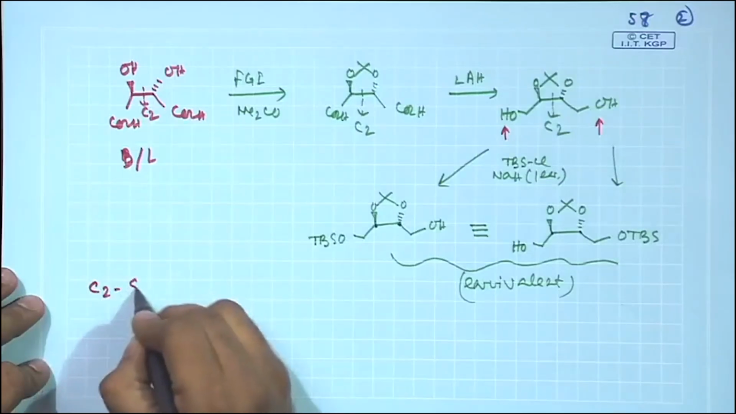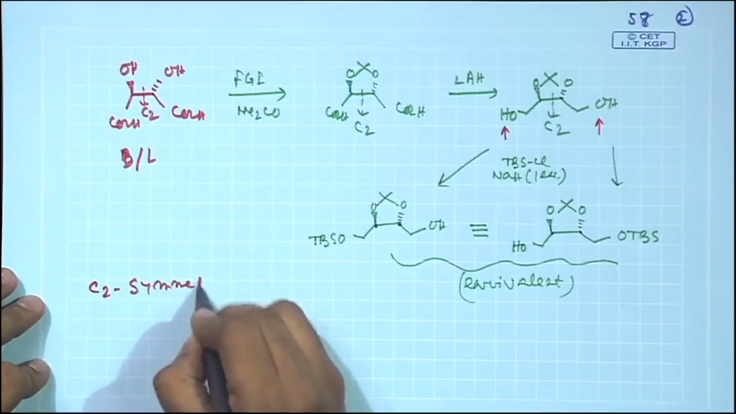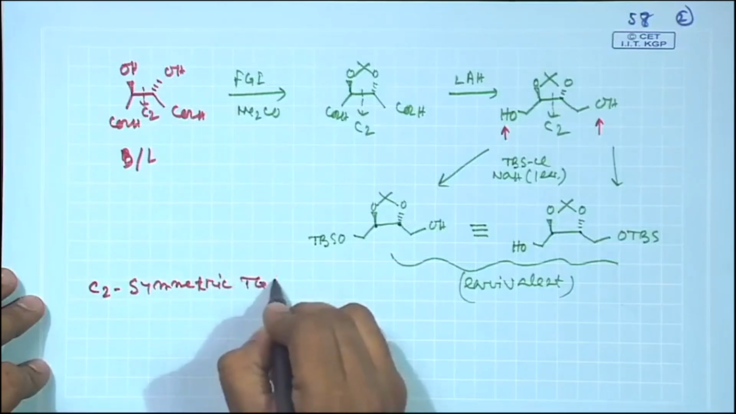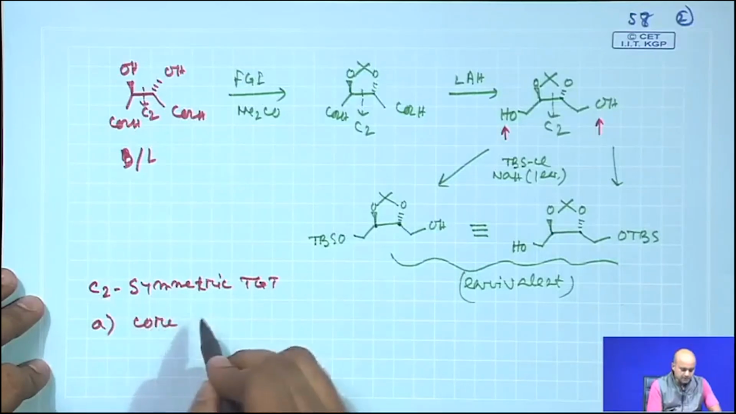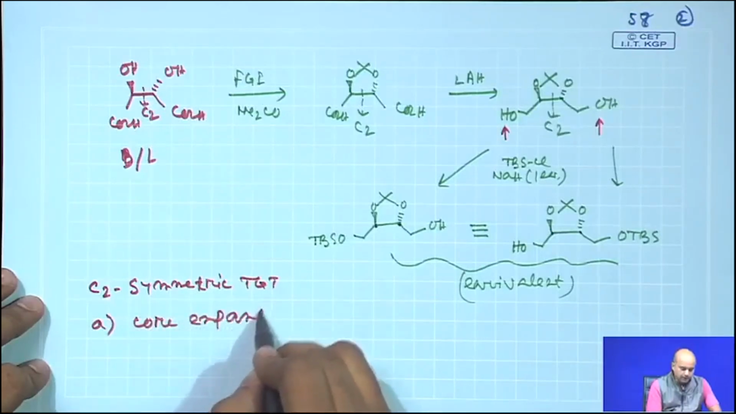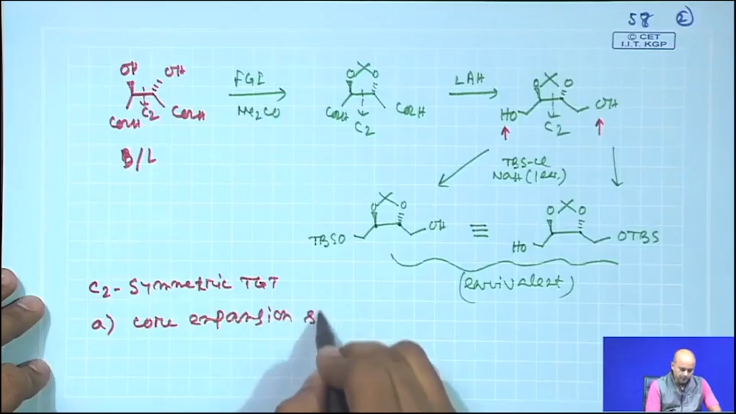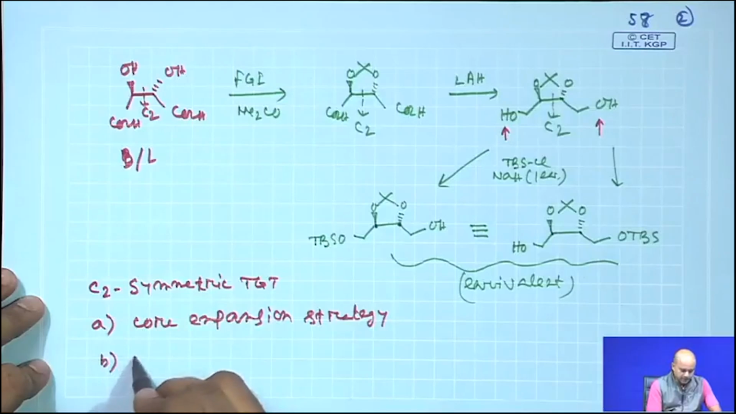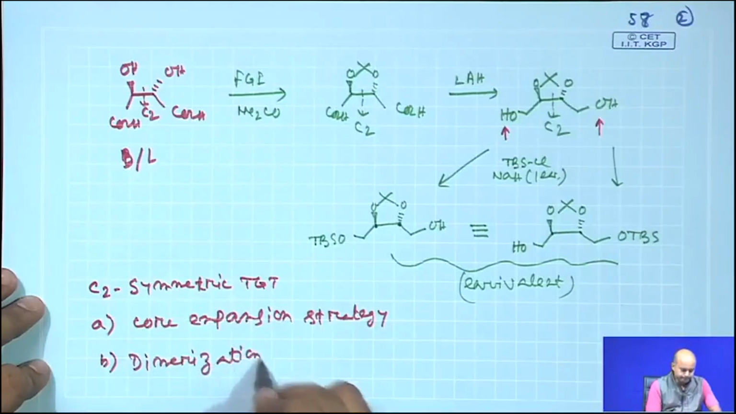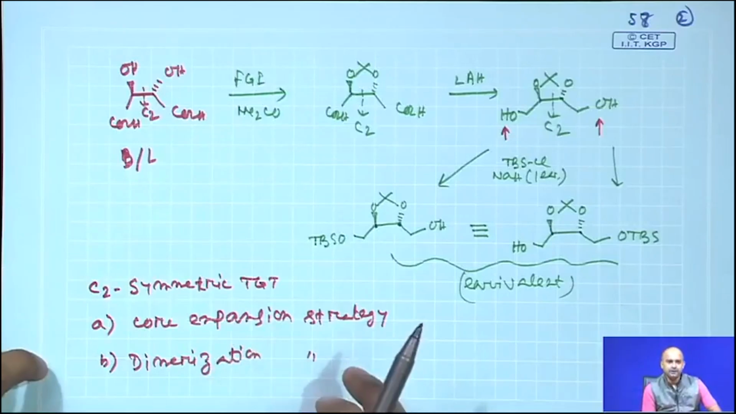You will find that the RS for this and the RS for this will be the same, so these compounds are basically the same. Now, if you have a C2 symmetric target molecule, we basically follow two different strategies. The first one is named the core expansion strategy, and the second one is named the dimerization strategy. Both strategies are basically similar in sense.